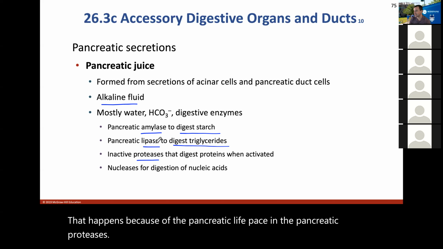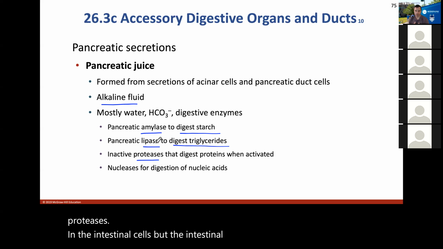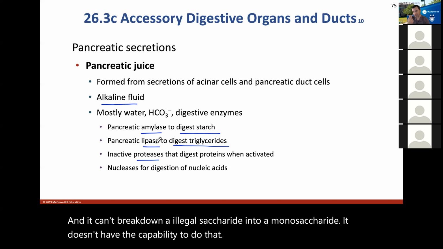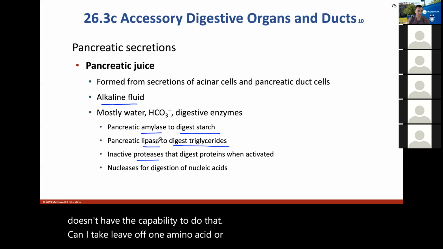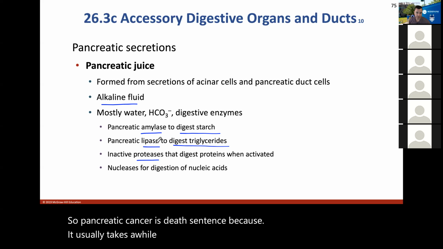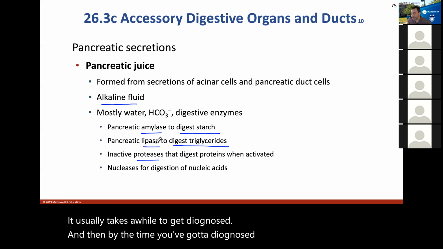in the intestinal cells. But the intestinal cells only secrete one type of digestive enzyme for each macro. It breaks a disaccharide into a monosaccharide, but it can't break down an oligosaccharide into a monosaccharide. It doesn't have the capability to do that. It can only cleave off one amino acid or one glucose molecule at a time. So pancreatic cancer is a death sentence because it usually takes a while to get diagnosed, and by the time you've got it diagnosed, you're into multiple stages of this.